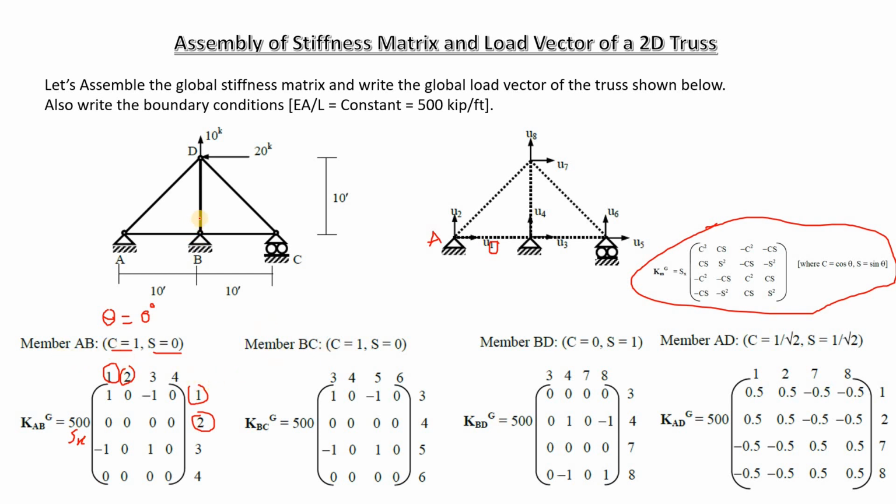Let's go to member BC and see the bearing angle. So for B and C, the bearing angle starts here. This is also 0 degrees, meaning C is equal to 1, S is equal to 0. But this time it is not 1, 2, 3, 4. This is 3, 4, 5, 6 because it starts with 3. Then we have 4, then 5, then 6. As we have said, first the horizontal displacement, which is U3 here. So this is 3, U3, horizontal displacement.